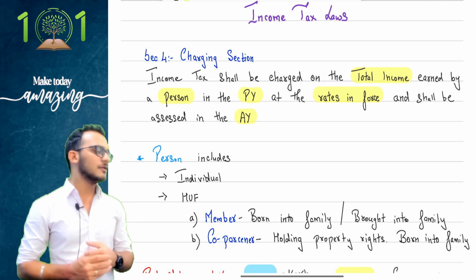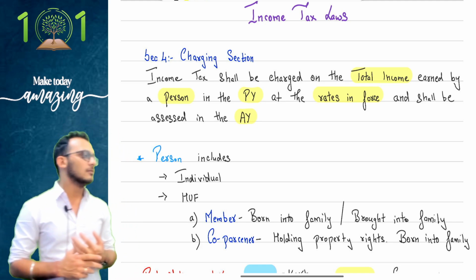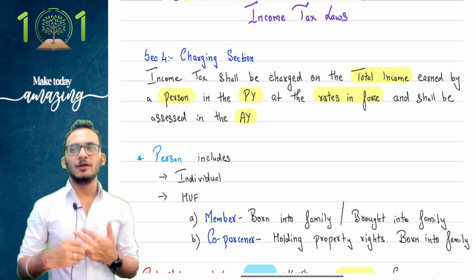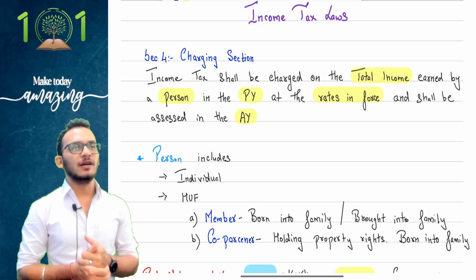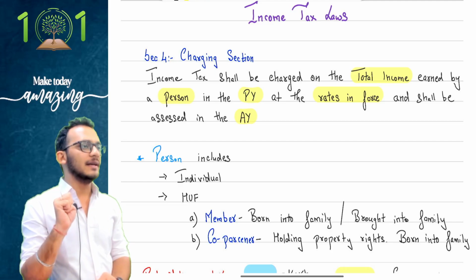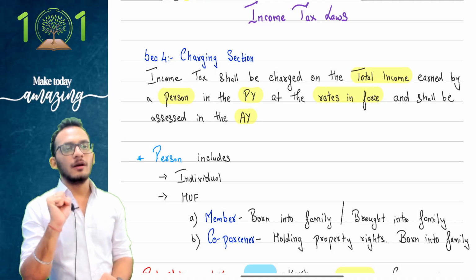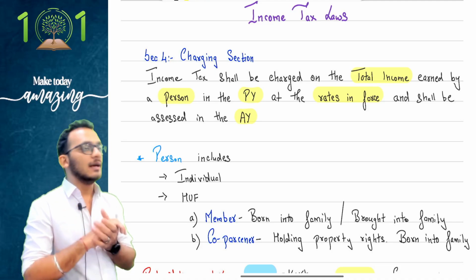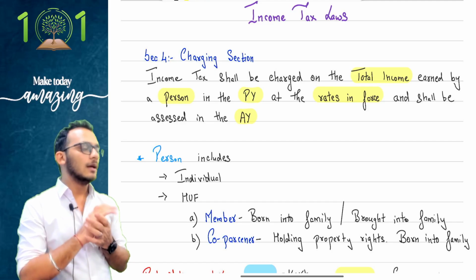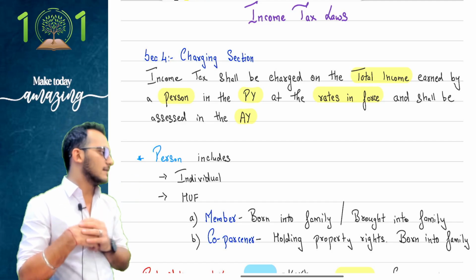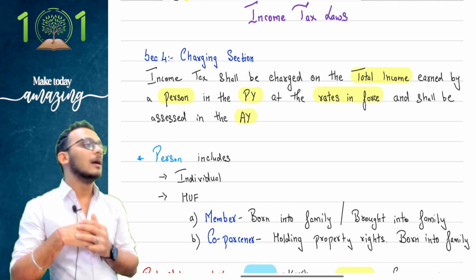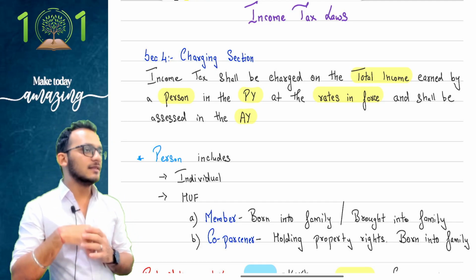HUF is basically a Hindu undivided family, a group of Hindu people coming together and running a business or an operation. Only one requirement: you should have a marriage certificate. Having a marriage certificate, you can create an HUF for yourself. How do you become a member of the HUF? You become a member either by birth or by being brought into the family. How do you become a karta? You should be the eldest member of the family. How do you become a coparcener? A coparcener is the person who is born into the family, having property rights. A firm is basically a group of persons coming together with an intention to make profits under a business or a profession.